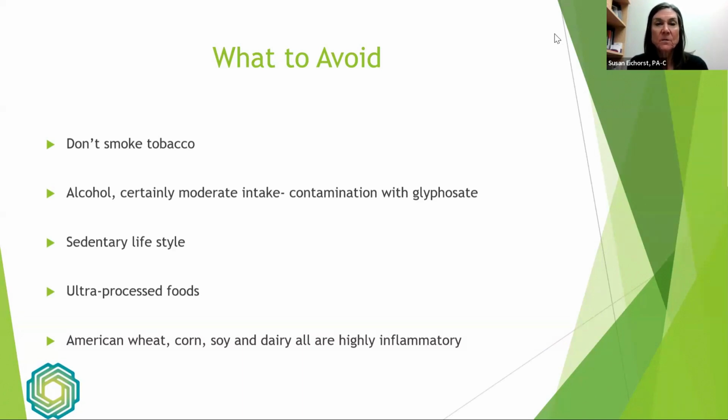That definitely includes all American wheat, corn, soy, and most dairy products, because they are all highly inflammatory. Our American commercial wheat, corn, and soy are all sprayed with Roundup. They're sprayed and fortified with folic acid that many of us do not process well and do poorly with. And our dairy is really mostly A1 protein cows, which are also highly inflammatory.